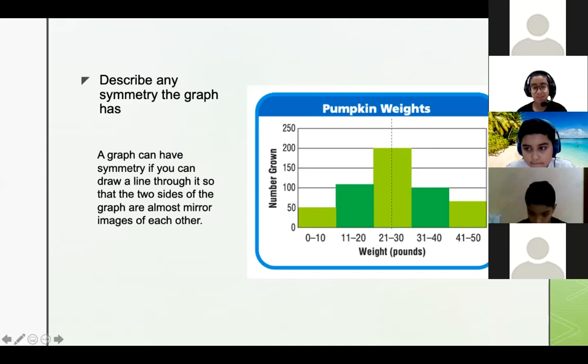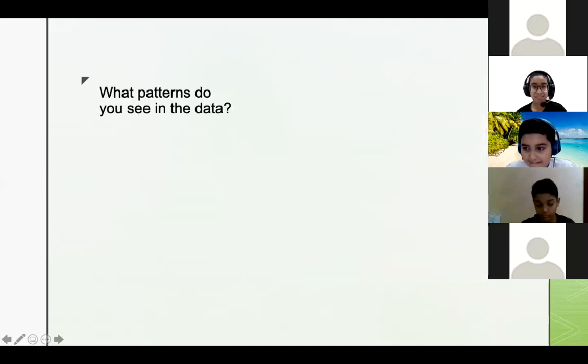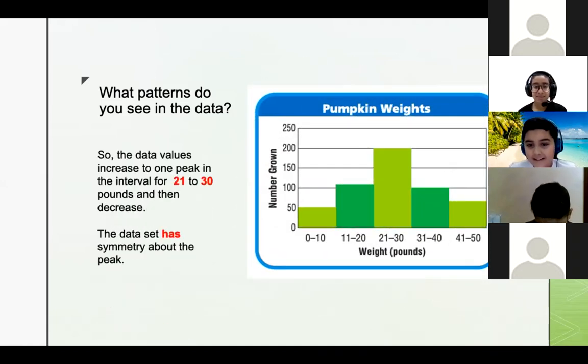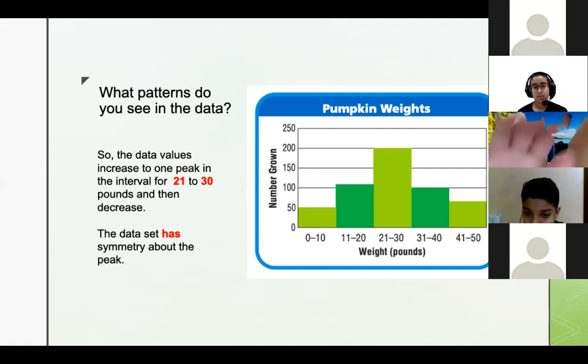It is almost, okay? Now, what patterns do you see in the data? Let's answer the main question. The data values increase to one peak from which interval? The 21 to 30. And then what happened? It decreased. So that's it. First of all, I have an increase of data value that reaches the peak, which is at the interval of 21 and 30. Then it decreases, right?